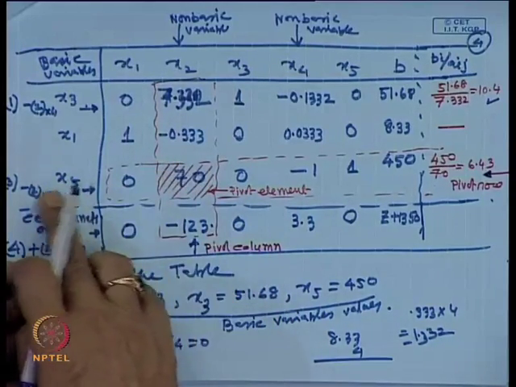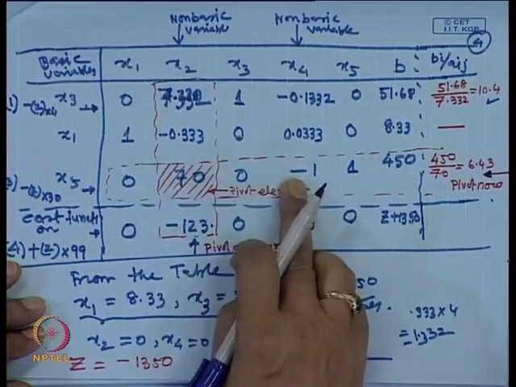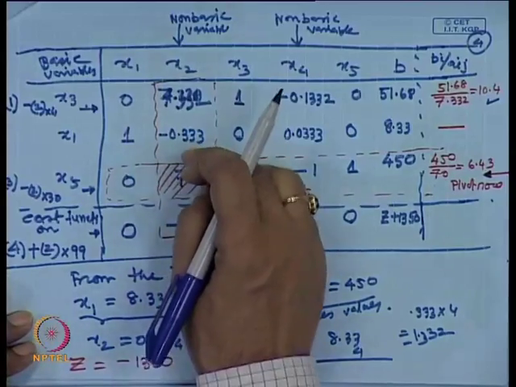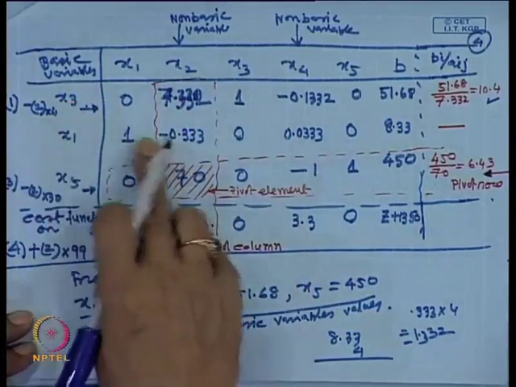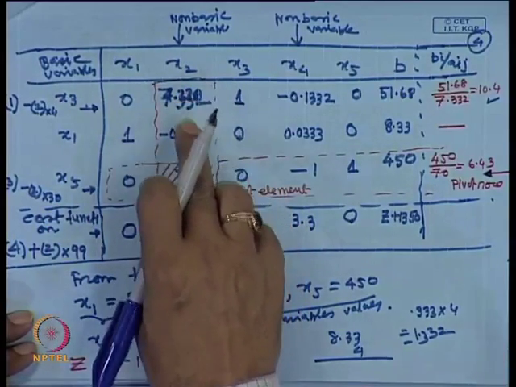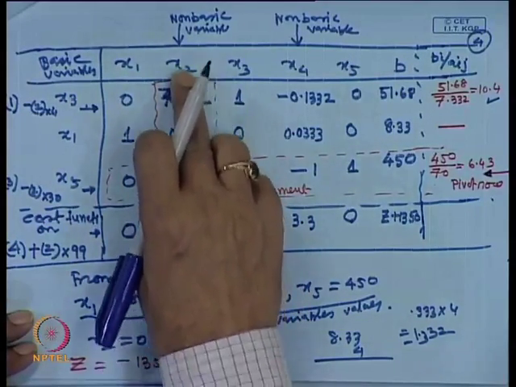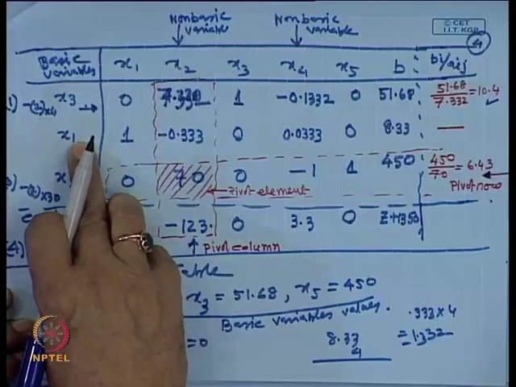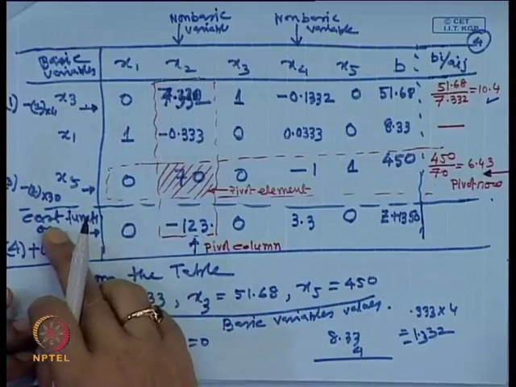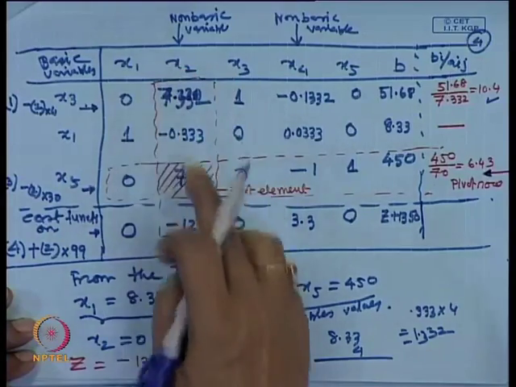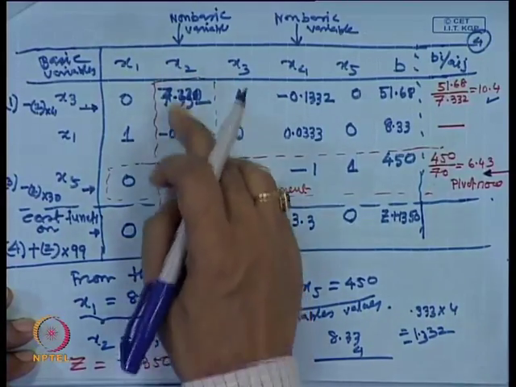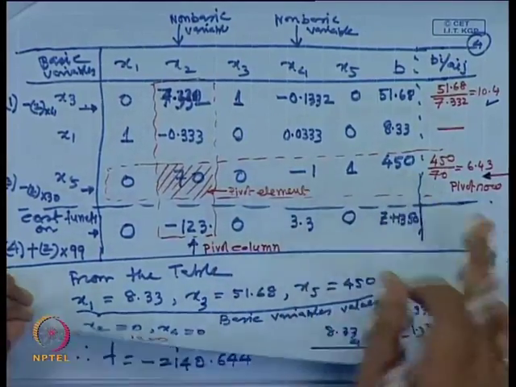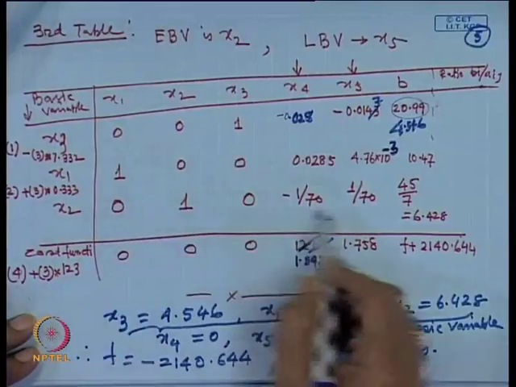So, equation 3 is to be divided by 70 in order to make the coefficient of x2 equal to 1. In the other equations, equation number 1 and equation number 2, the coefficient associated with x2 must be 0. Similarly, in the cost function, the coefficient associated with x2 must be 0. These things we can do by elementary row operations. Once you normalize by 70, we get this equation.